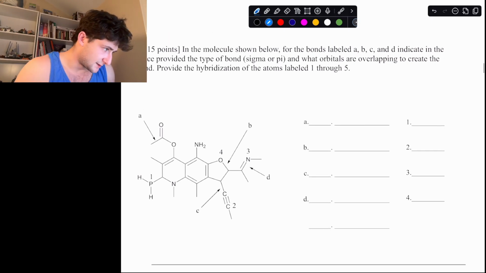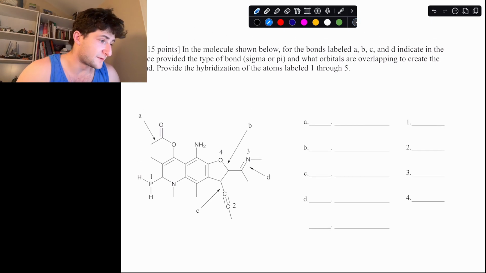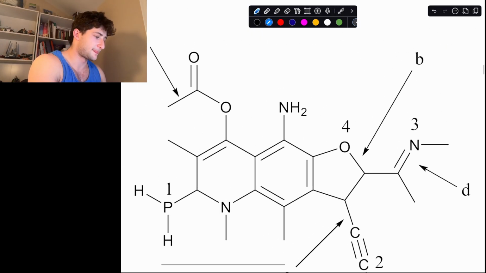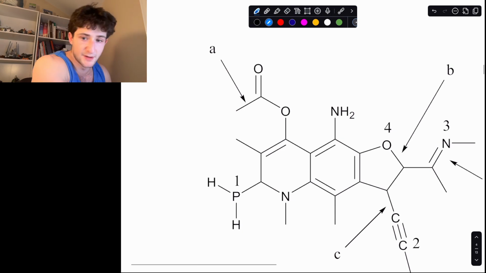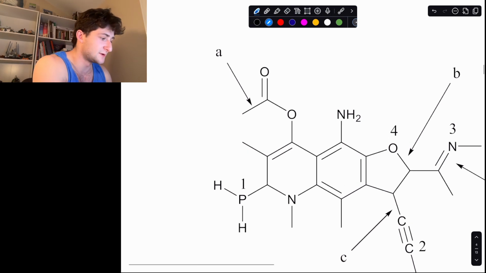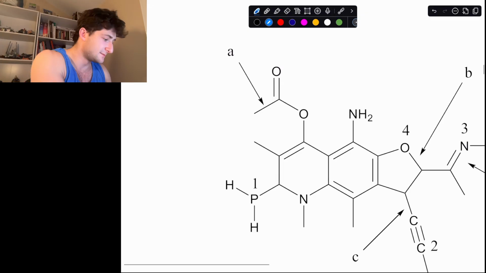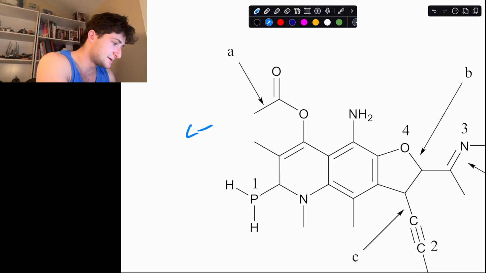So, in the molecule shown below, for the bonds labeled A, B, C, and D, indicate in the space provided sigma or pi, and what orbitals are overlapping to create that bond. Hybridization of the atoms, level 1 through 5. Okay. I'm gonna opt to redraw these in a way that makes it easier to see.